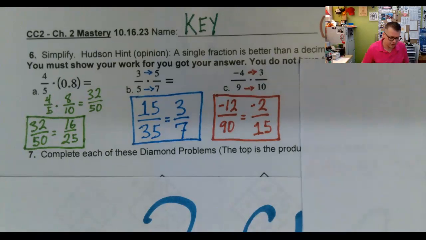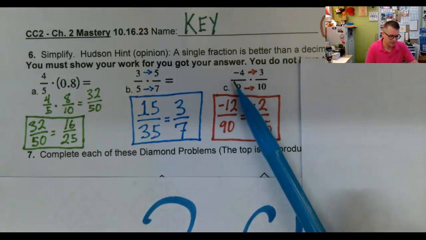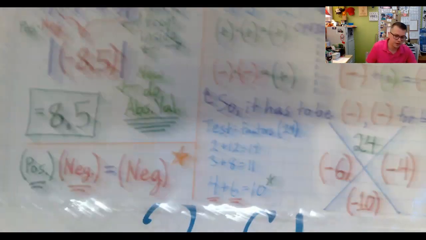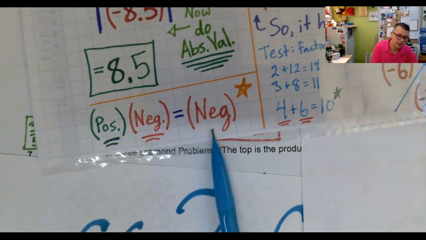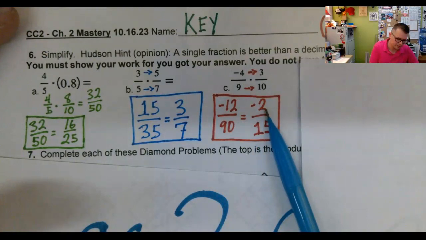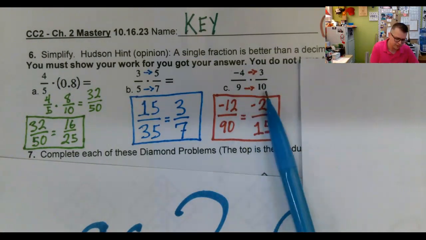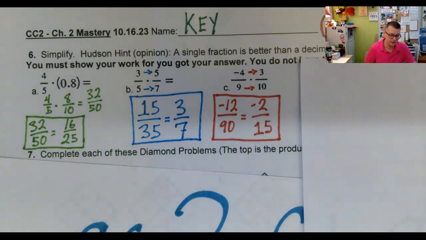Part C, we only have one negative value here. So, like that reminder on the other page, when you only have one negative involved in your multiplication, you're going to get a negative answer. So our answer we know is going to be negative. Then I do the multiplication through. Again, some of us recognized that there was some reducing that we could do. You didn't have to, but you could.